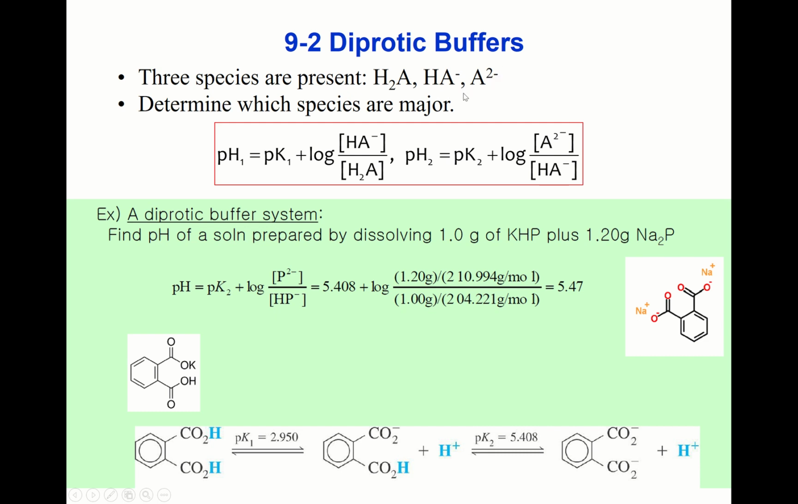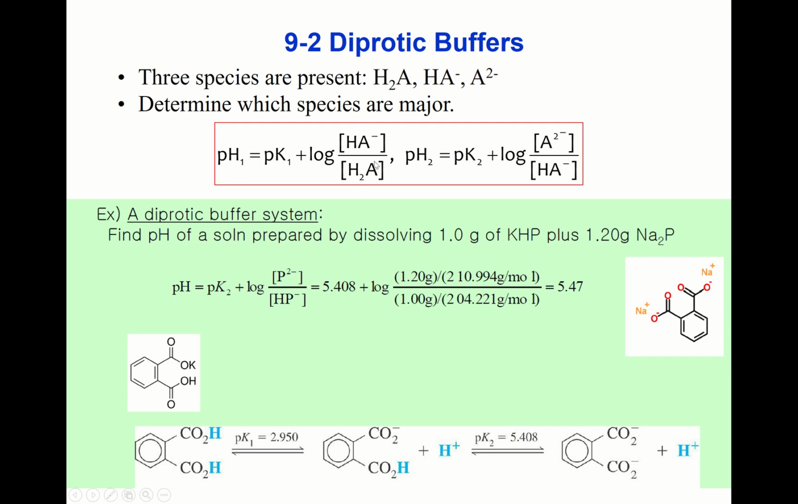By combining these, we have two buffers. The first buffer is made out of H2A and HA minus. Applying the Henderson-Hasselbalch equation, we can write this equation: pH1 equals pK1 plus log of this ratio.